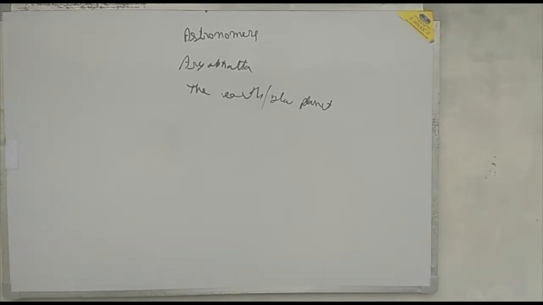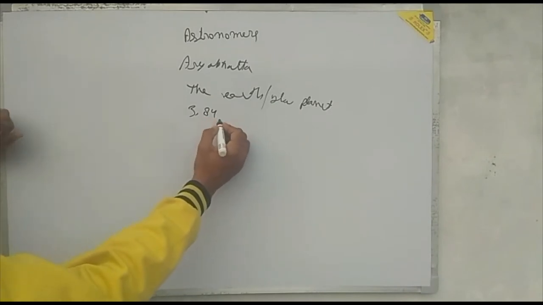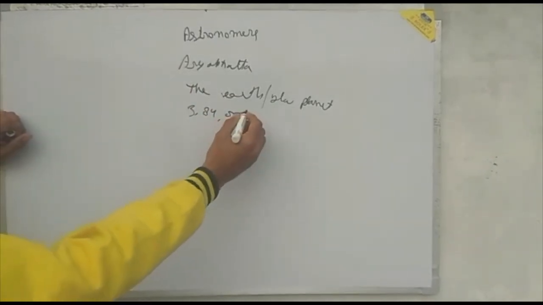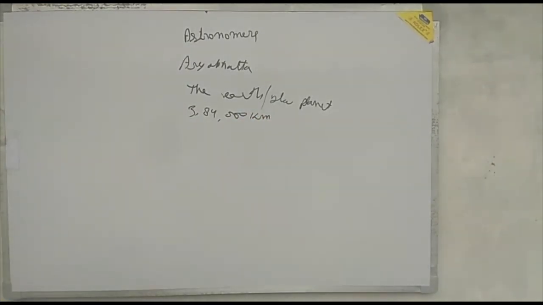The distance of the moon from the Earth is 384,000 kilometers. It takes 27 days to complete one circle around the Earth, and the same time to complete one spin on its axis.